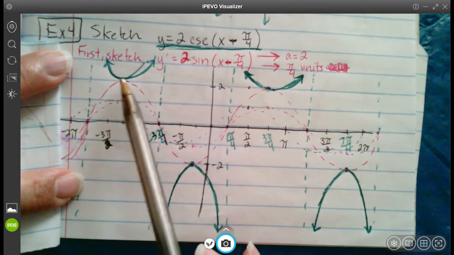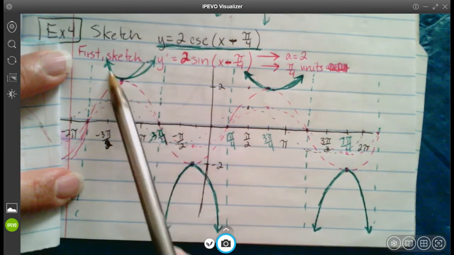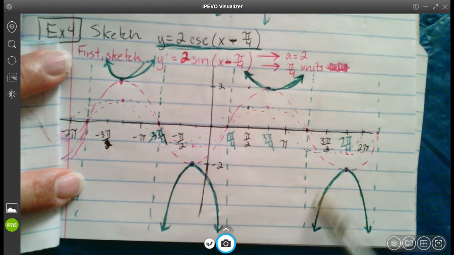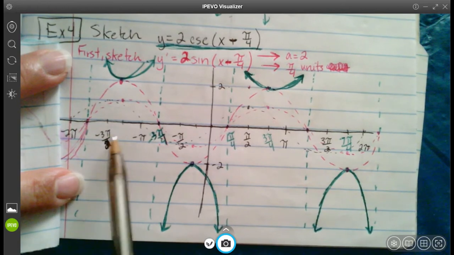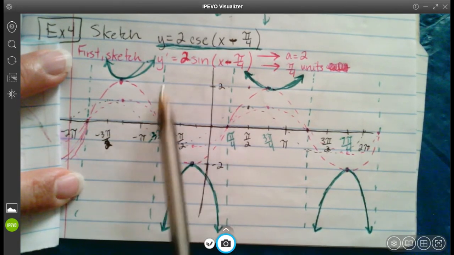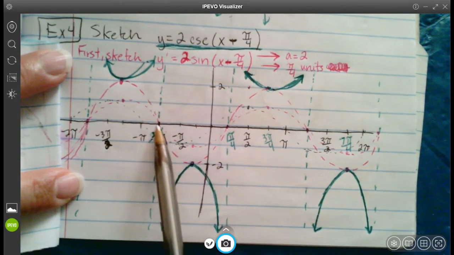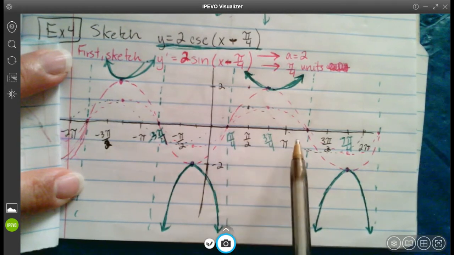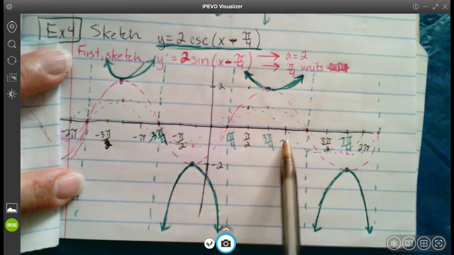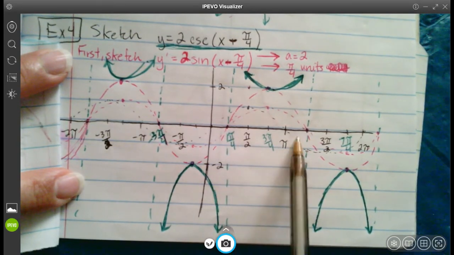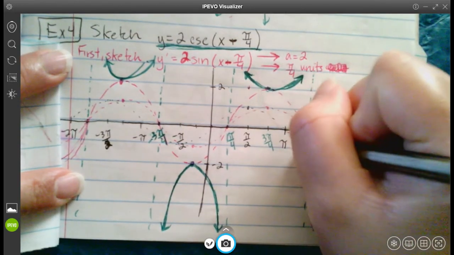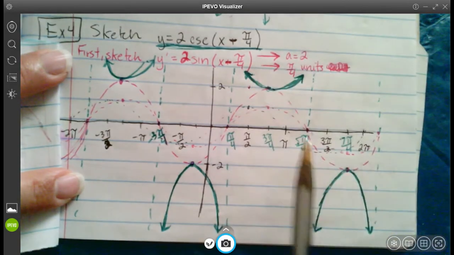So you'll notice that for my graph, all I did is I made a curve on top of this one, a curve below this one, on top, below, and I even labeled the points where we have our asymptotes. So our asymptotes are wherever my x-intercepts were. So here, -3 pi fourths, pi fourths, 5 pi fourths, 7 pi fourths. I should probably label that one, 5 pi fourths, okay? And that is basically where my asymptotes are.